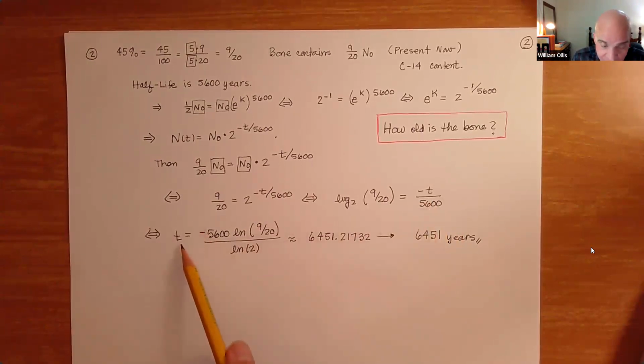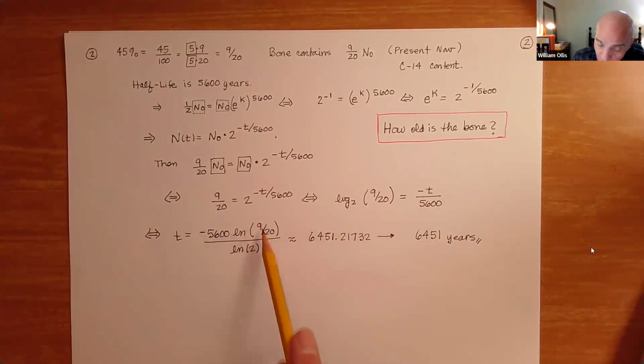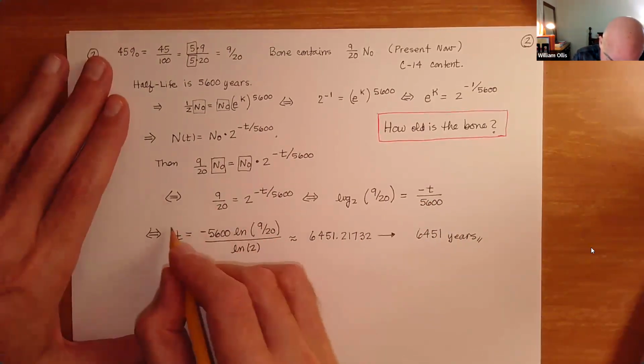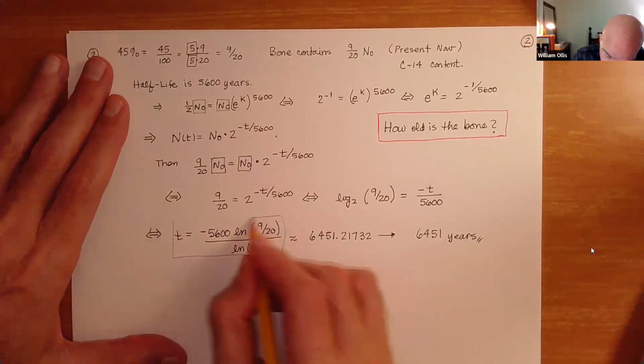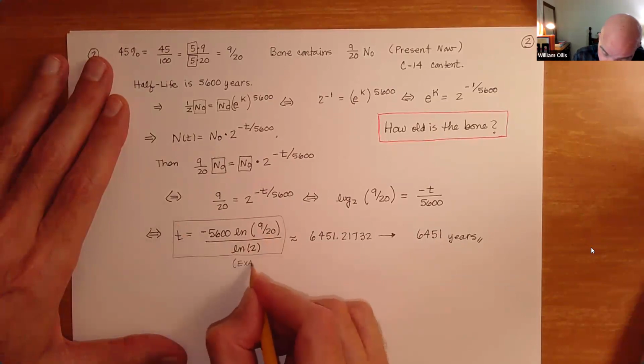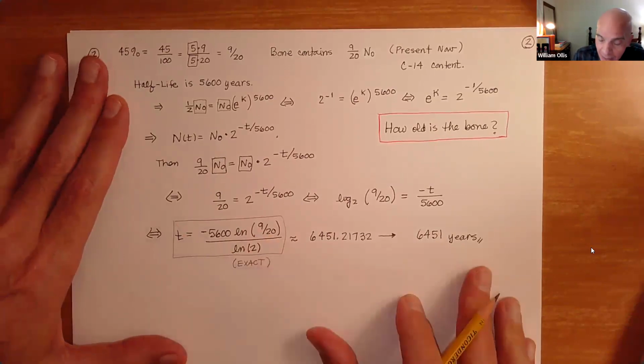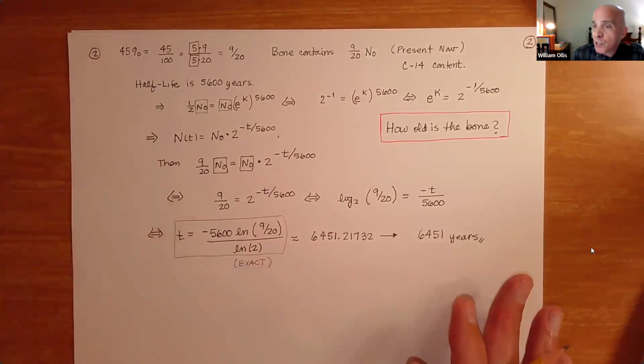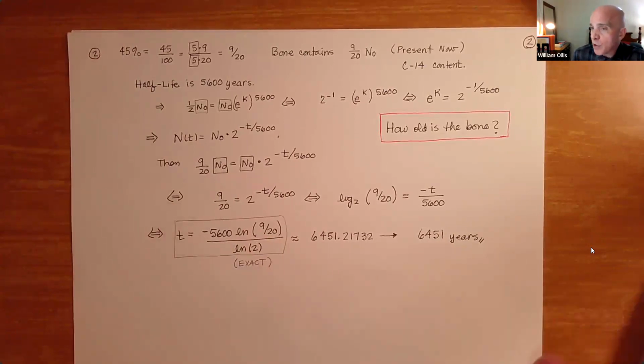And here we have t is -5600 times the natural log of 9/20 divided by the natural log of 2. Now, of course, when we look at this, this is exact. This is an exact rendering of the time. Now, our client may need an approximation that they need to share with their company.